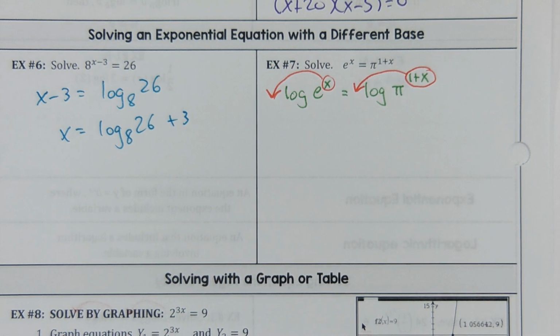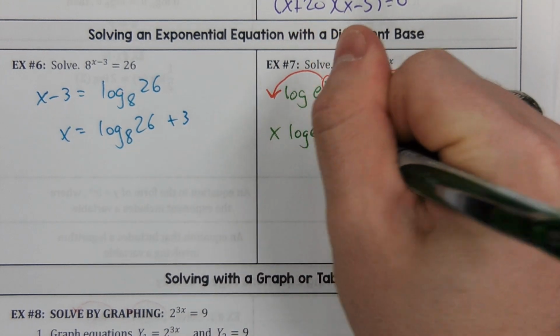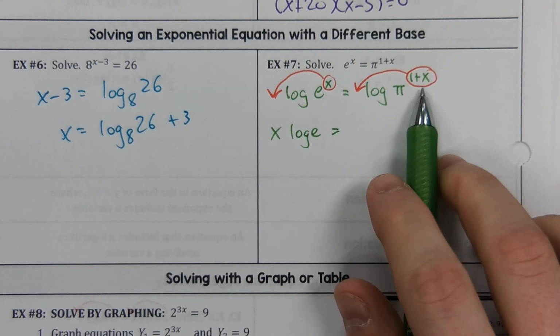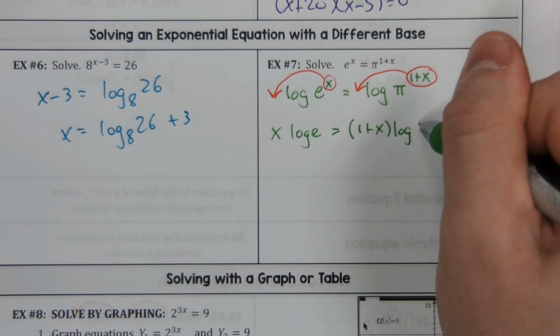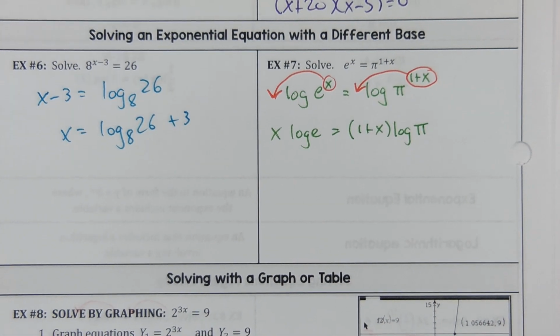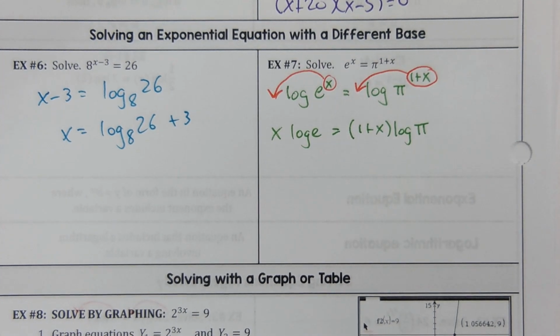The reason why we like to use the common log is because it would allow us to get those x's out of the exponent position. Getting us to this: x log of e, whatever log of e is, equals, make sure you have this in parentheses, 1 plus x log of pi. Because remember, pi is a number, so log of pi is a number. And log of e is a number.